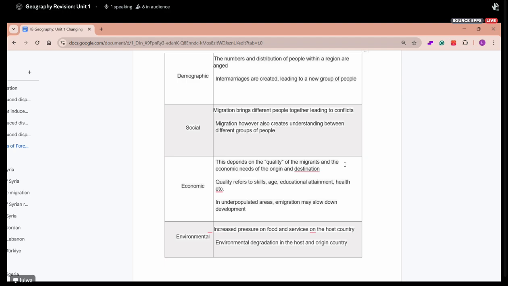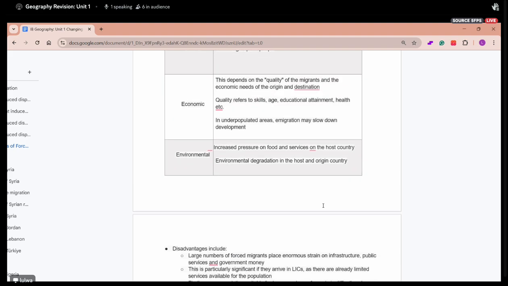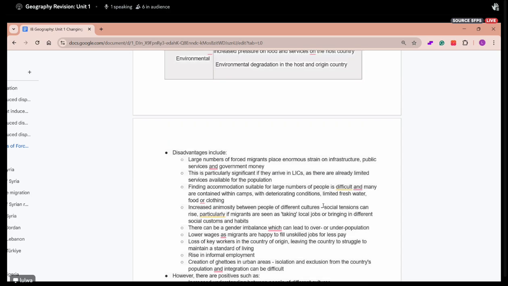Economically, though, it depends on different factors. In other populated areas, emigration may slow down development. So if more people leave a certain area, the development of said area will decline. Environmental would be increased pressure on food, resources, and services on the host country. And so there are lots of disadvantages, a lot of them.